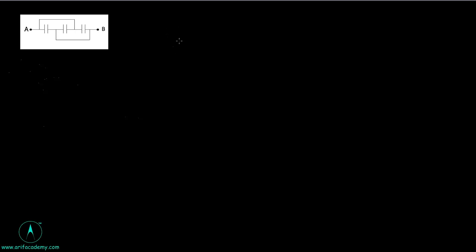In this problem we have to find the equivalent capacitance between point A and point B. So I redraw the circuit like this. These three capacitors, in this particular problem, their capacitance is taken the same, but it might be different. Suppose I take them as C1, C2 and C3, and we have to find the equivalent capacitance between A and B, and they are connected like this.